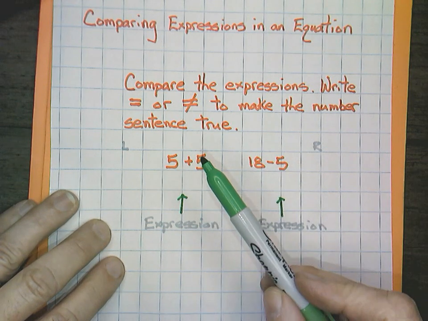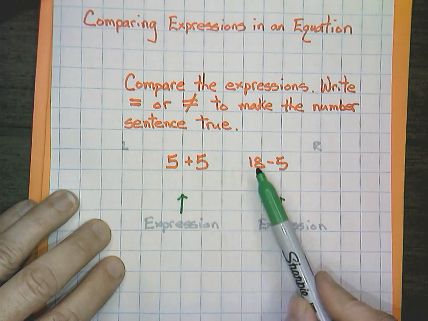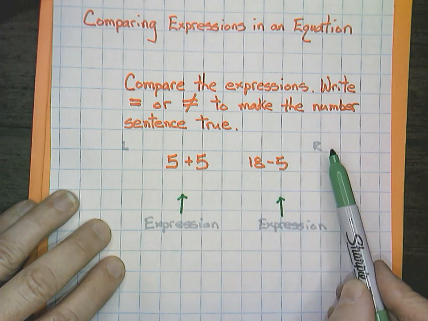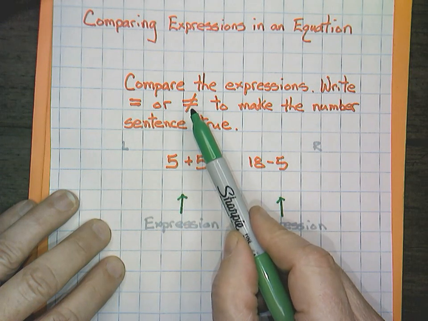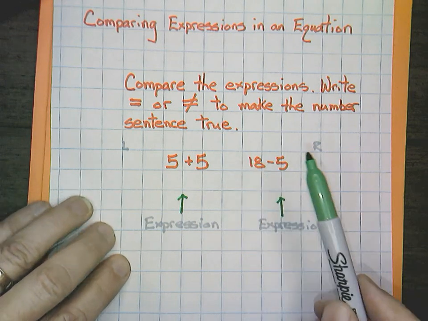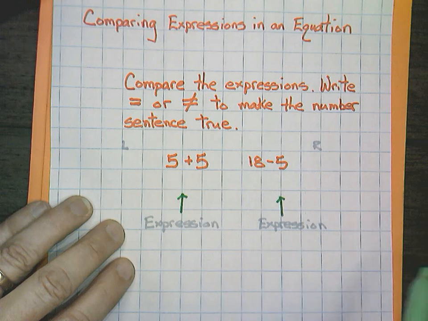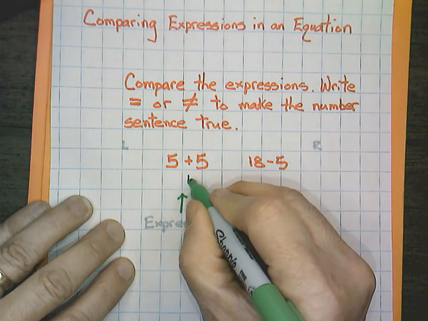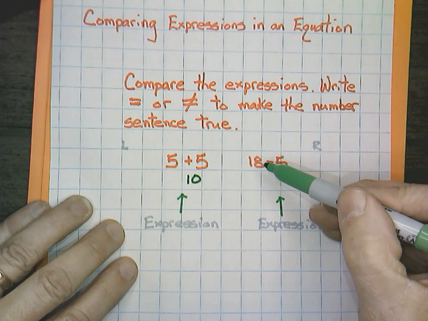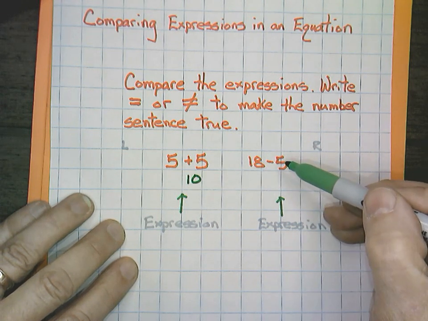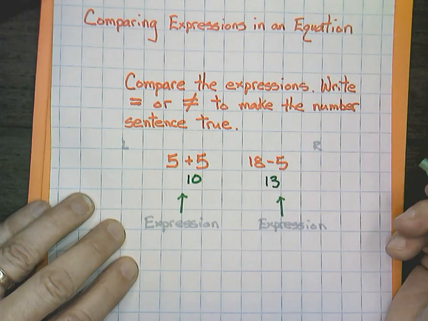My job here is to compare 5 plus 5, which is on the left side of the page, to 18 subtract 5 on the right, and then to put either the equal symbol or the not equal symbol here in the middle. I'm going to start with the expression on the left. 5 plus 5 I know is equal to 10. On the right, 18 subtract 5, if I work through that, would equal 13.